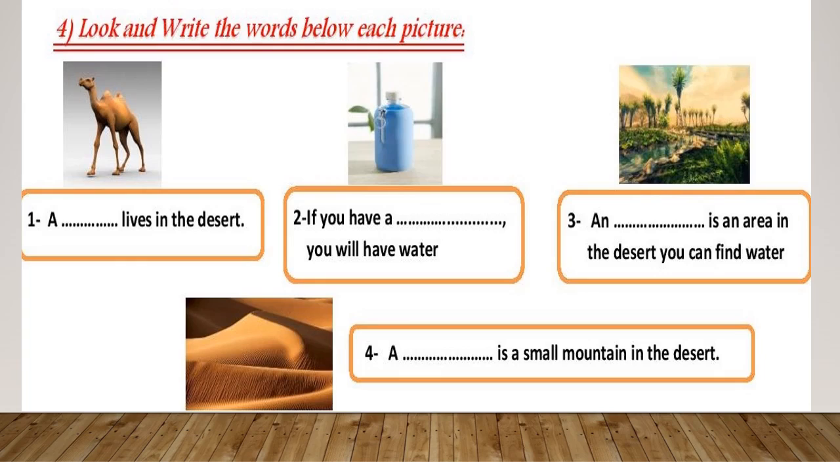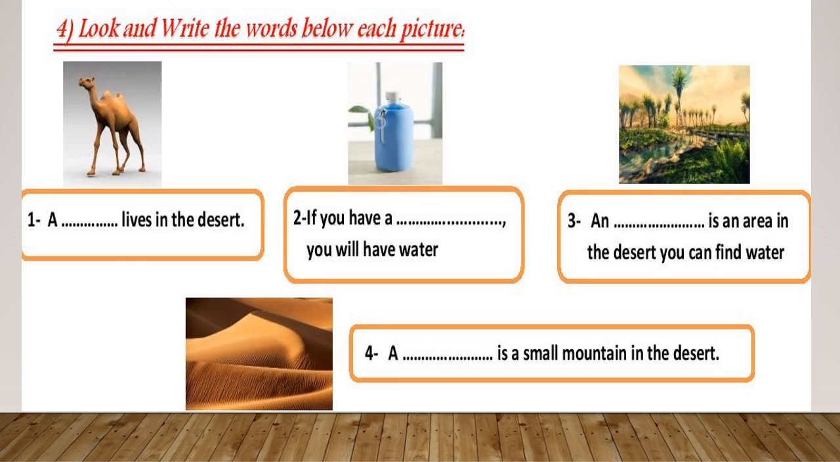The last question. Look and write the words below each picture. I have some pictures and I have a sentence below each one, and I need everyone to read the sentence well and complete the missing part. Number 1. A blank lives in the desert. Number 2. If you have a blank, you will have water. Number 3. A blank is an area in the desert where you can find water. Number 4. A blank is a small mountain in the desert.